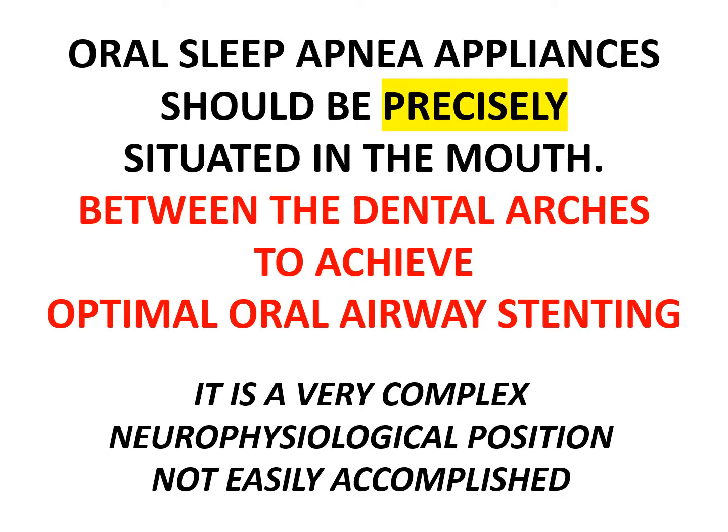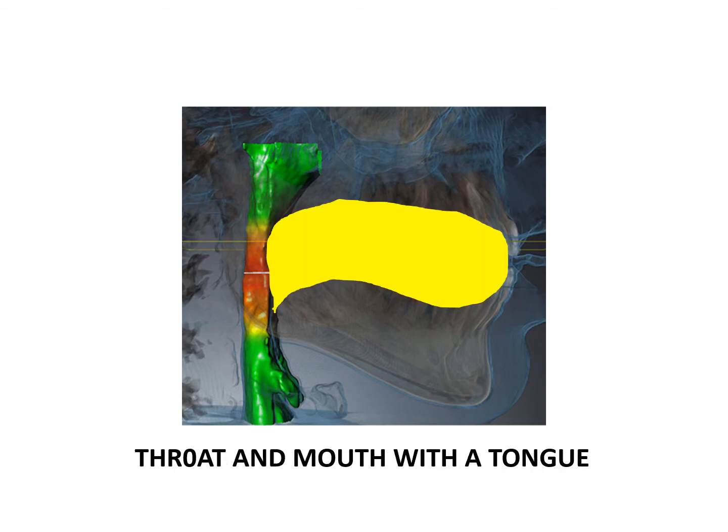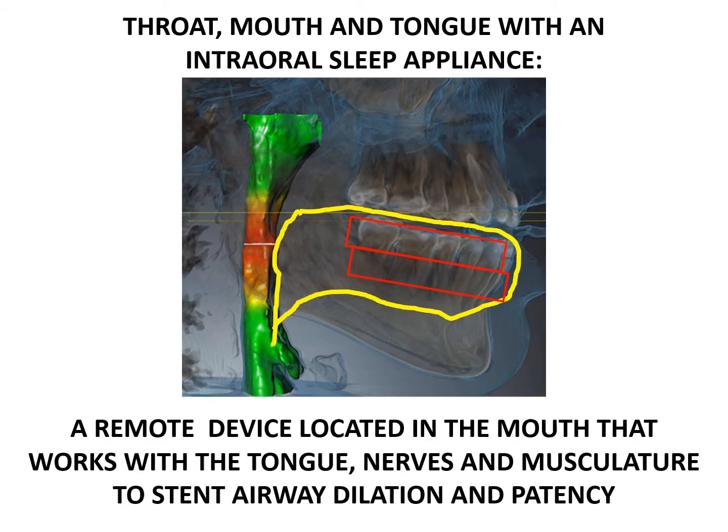Oral sleep appliances should be precisely situated in the mouth between the dental arches to achieve optimal oral airway stenting. It is a very complex neurophysiologic position, not easily accomplished, and I might add, not well understood. So here's a picture, throat relative to the mouth. However, that's just an isolated picture. So in our situation, we always have the tongue associated with the throat and mouth.